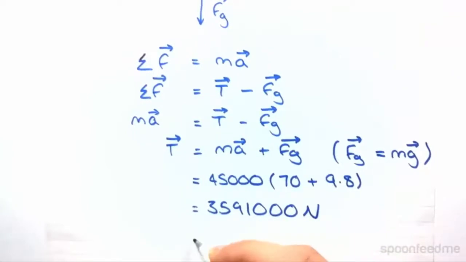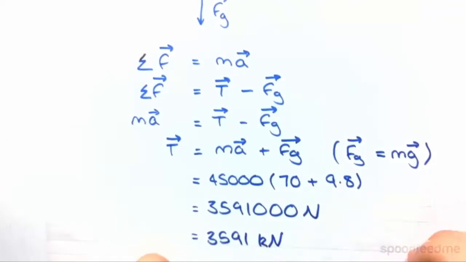Now, to write this a bit simpler, you can actually write 3591 kilonewtons, just the same way as you'd write kilometers instead of meters. And that is how we answer a Newton question using a free body diagram and then representing it algebraically. And that actually concludes this lesson.